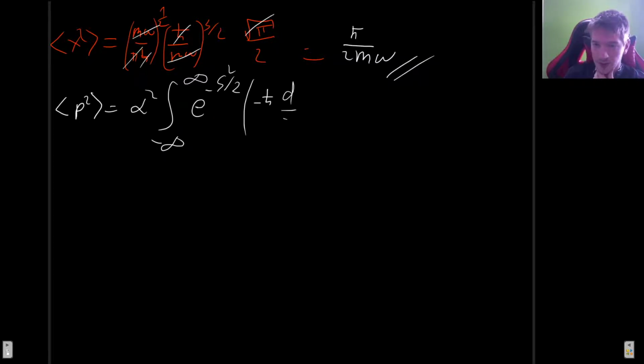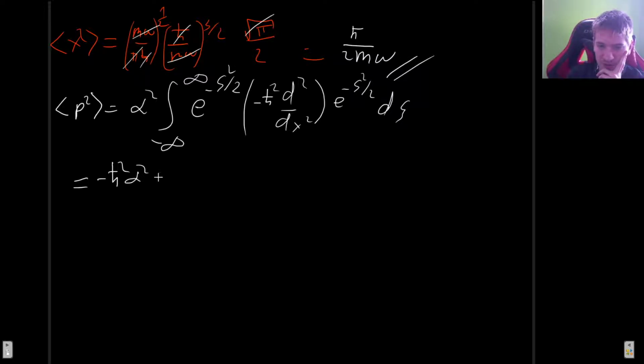So we get minus h bar d by dx squared acting on minus e to the minus xi squared divided by 2 d psi. I apologize if my psi looks like something weird, but I'm not good at writing that Greek letter. Okay, so let us now put the constants outside, so minus h bar squared alpha squared. And now let us put in here what we already know for dx and dx squared.